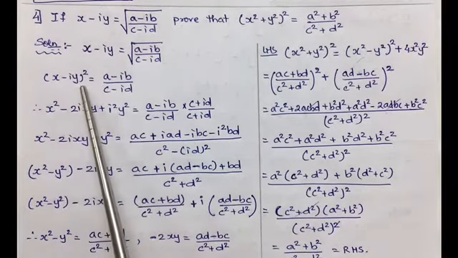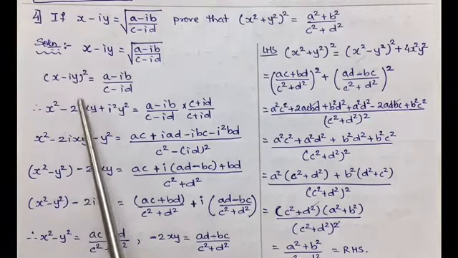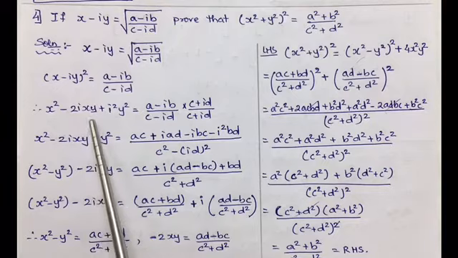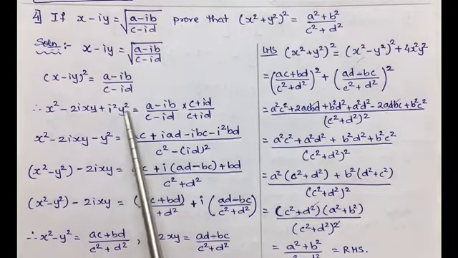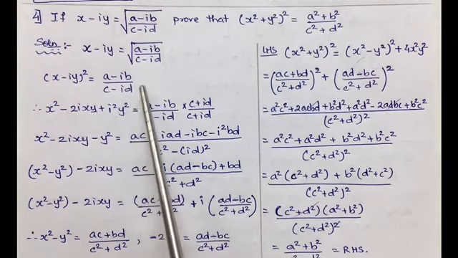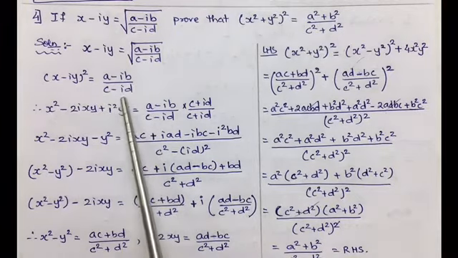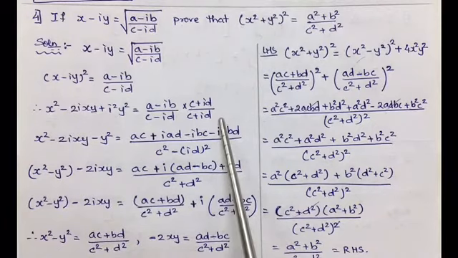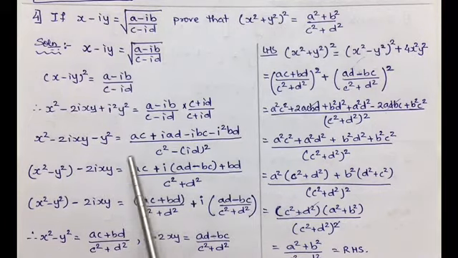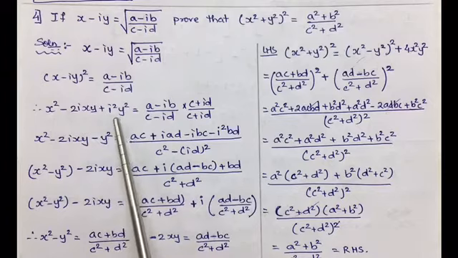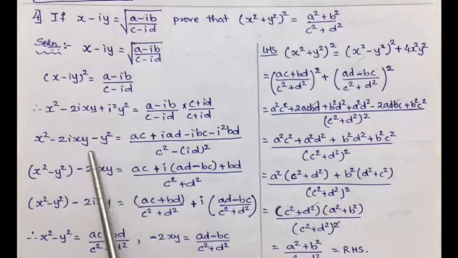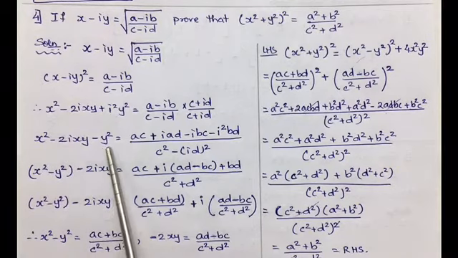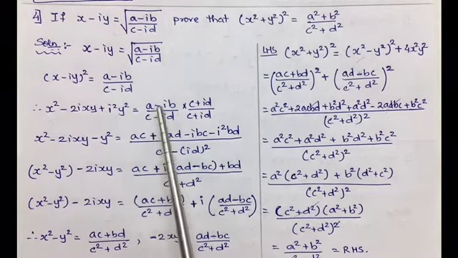Now expanding this bracket using (a minus b) whole square, we get x square minus 2i xy plus i square y square. And to remove the imaginary from the denominator, we have multiplied and divided by its conjugate on the right hand side. Substituting i square as minus 1, the LHS becomes x square minus 2ixy minus y square.